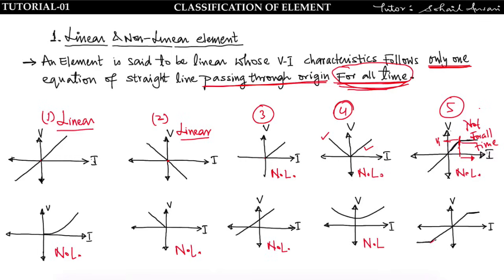See, this is linear up to this point. After this point the voltage is constant no matter what the value of current is. So overall it is not following the equation of a straight line for all time. That means it is non-linear. So you can see that only graph 1 and graph 2 are linear, otherwise all the graphs are non-linear.